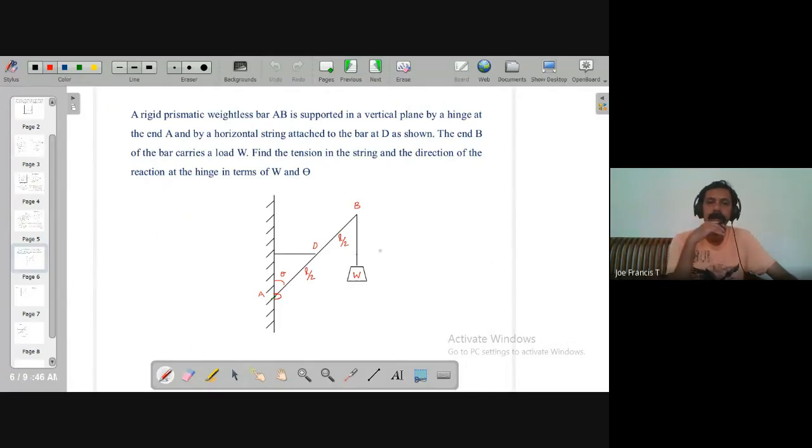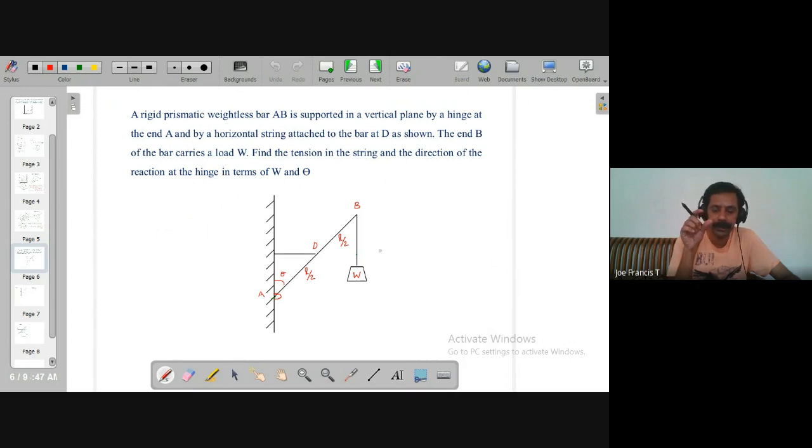So good morning. This is the second problem that we are going to discuss. A rigid prismatic weightless bar AB is supported in a vertical plane by a hinge at the end A and by a horizontal string attached at the bar B as shown. The end B of the bar carries a load W. Find the tension in the string and the direction at the hinge in terms of W and theta. So this is the question.